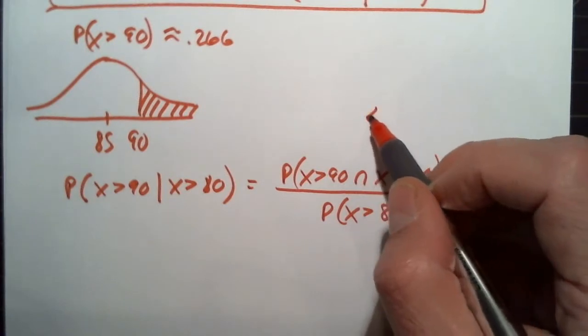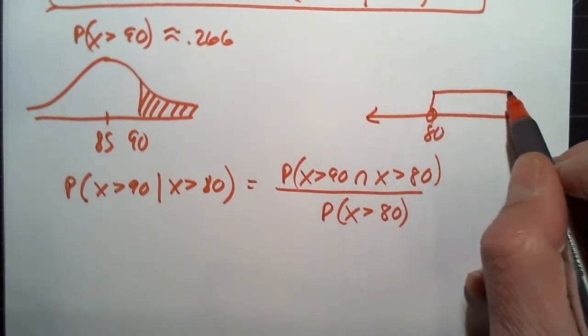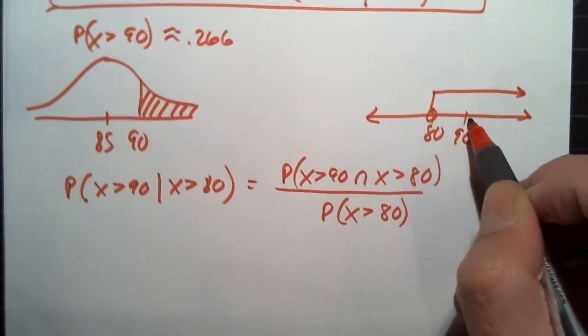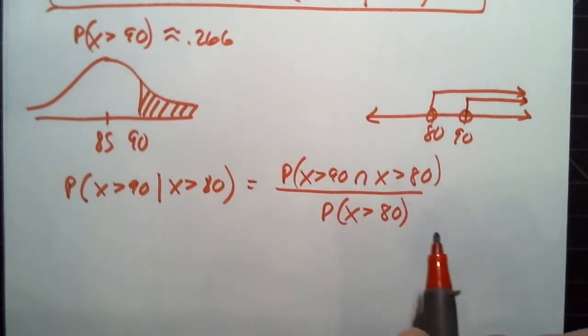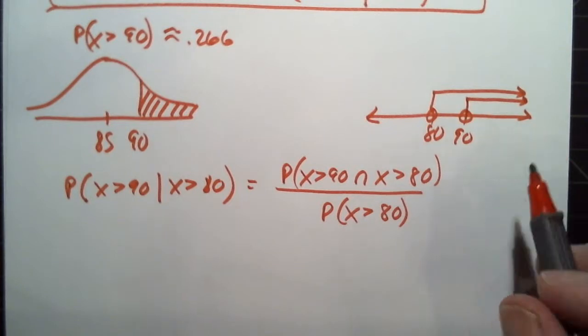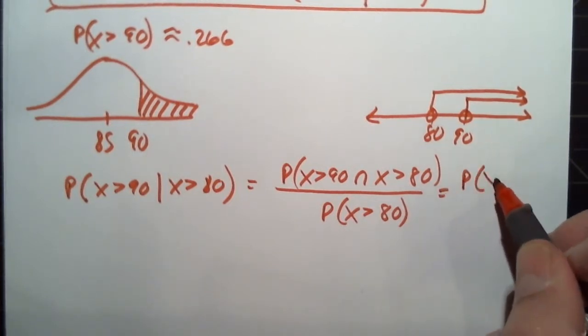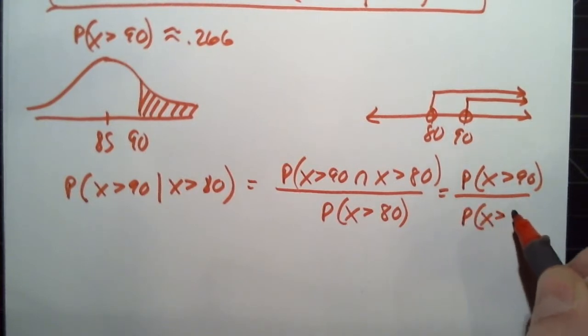So if we look at a number line and we know that it's greater than 80 and we want it to be greater than 90, the intersection of this is just greater than 90. It's the same as saying x greater than 90 divided by the probability that x is greater than 80.